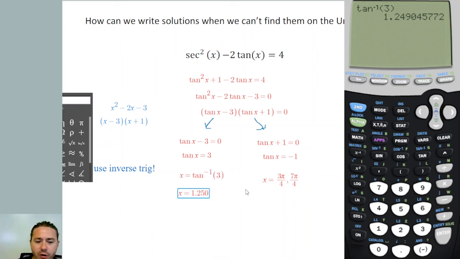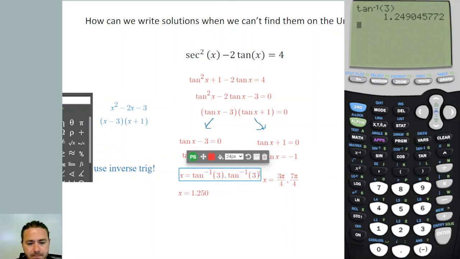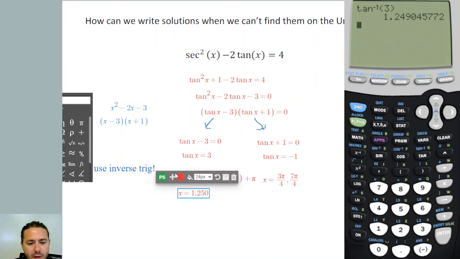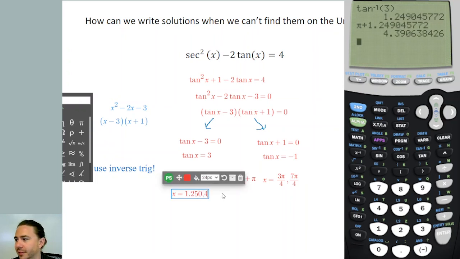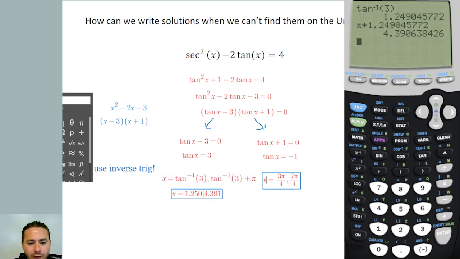To get the other one, we're going to have to add pi to this. So we have this, but we also have this plus pi. Okay, so we'll add pi to that. All right, and there's our other answer. All right, so now we've got all 4 of our solutions.